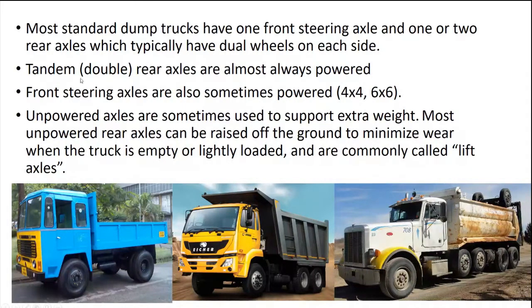Alright. Tandem rear axles are almost always powered. We say tandem. Tandem means one after another, one behind the other. So this is in tandem. These two rear axles are in tandem connection. They are almost always powered. Powered means, for example, if you see a bicycle, when you apply the pedal, only the rear wheel is powered. If you lift the front wheel and you pedal, the bicycle will try to move forward. On the contrary, if you lift the rear wheel and you try to pedal, the vehicle will not move forward. Why? Because on a bicycle, only the rear wheel is powered.